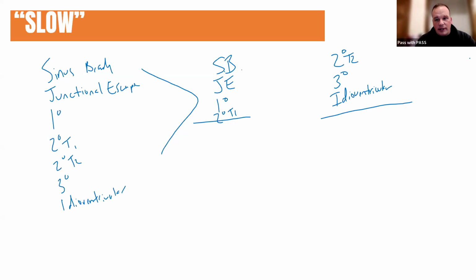So I've separated these strips, these rhythms, into two different categories. Okay, and I'm going to change my ink color here. So I have sinus Brady, junctional escape, first degree, and second degree type 1, which is my Winky Bach. For these rhythms, when our patients are symptomatic and they are bradycardic, the very first medication that I am going to do is atropine, right? And we've talked about atropine.